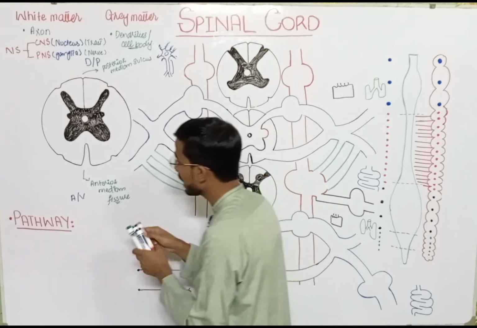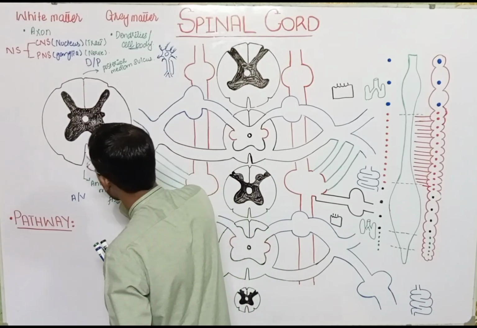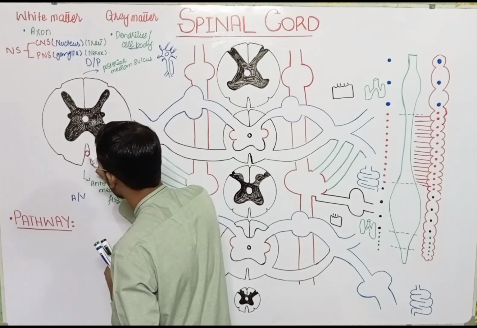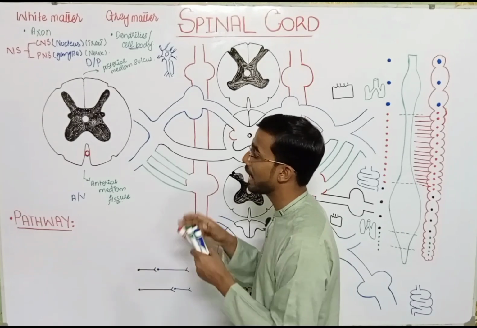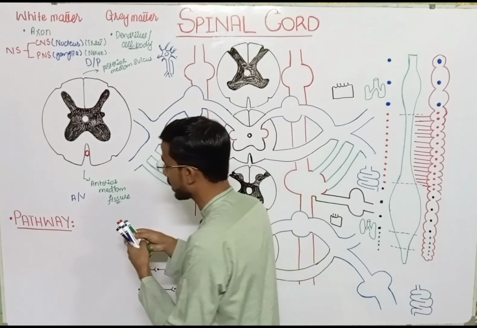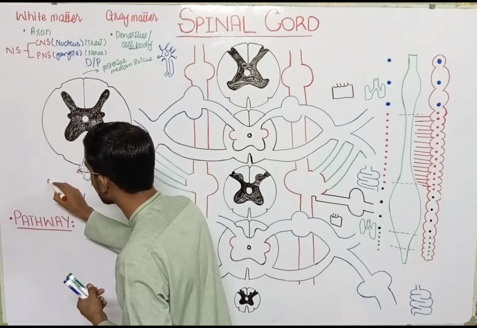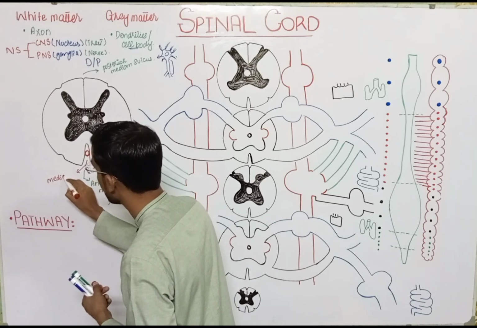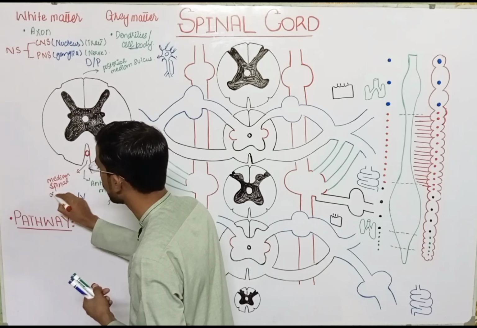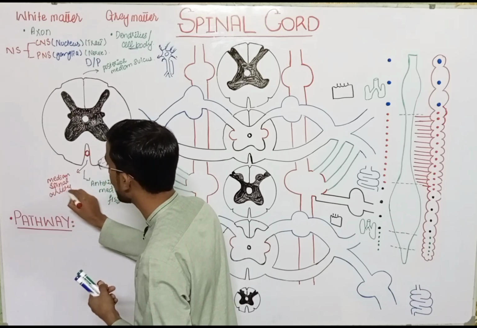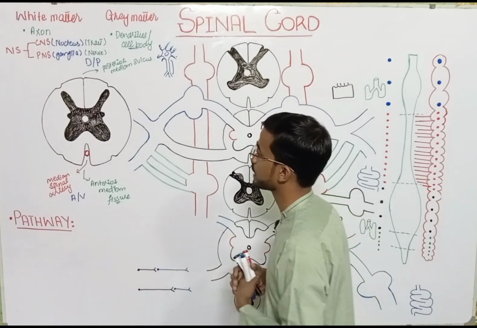Now this depression, or you can say fissure, supports an artery. Here you will see the artery, and this artery is basically the median spinal artery, which lies in the anterior median fissure. So here is the thing.